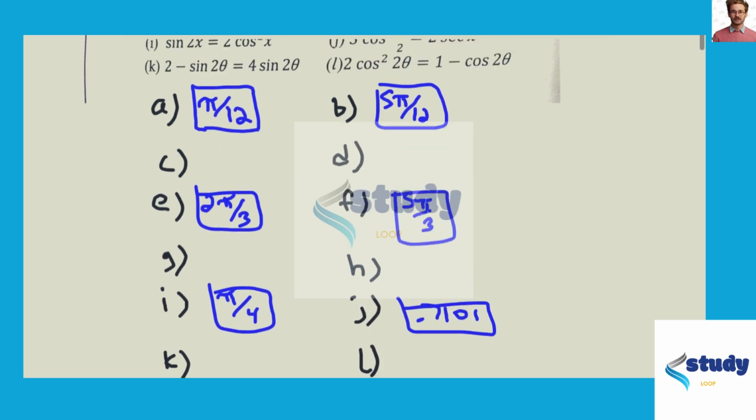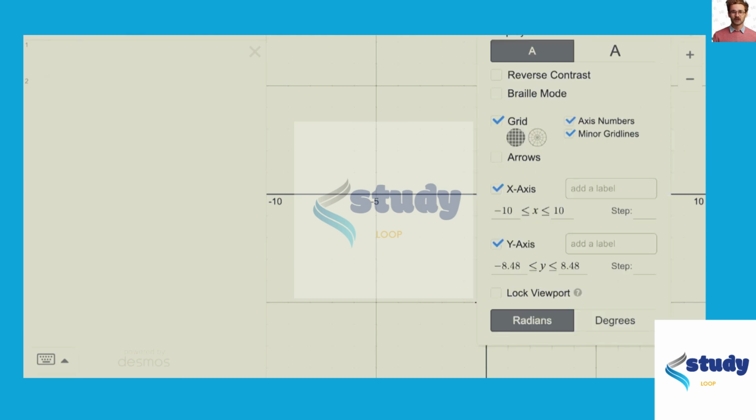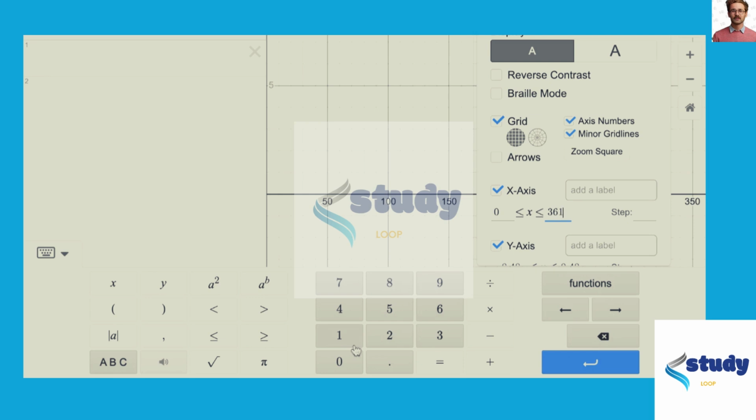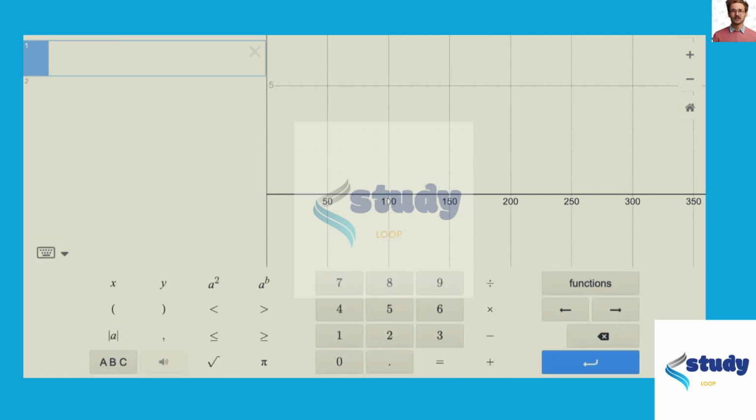Okay, now we'll go back and do the rest in degrees. So what we'll do is change the calculator to degree mode, and then I know I want x to be from 0 to 360, just to get one full period, and then we can start graphing.